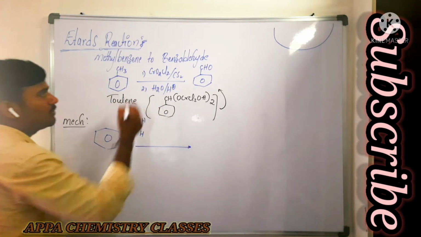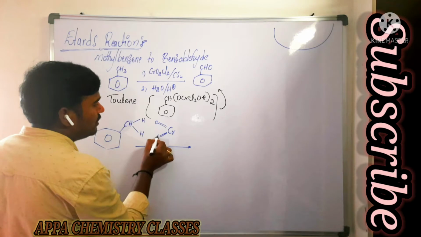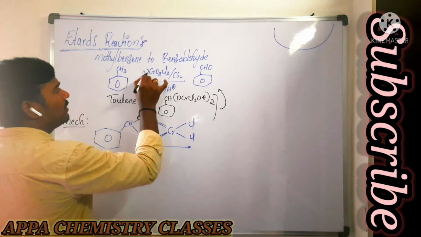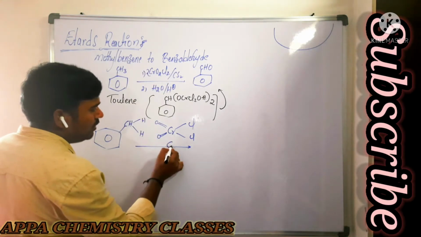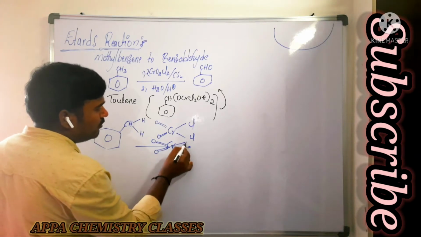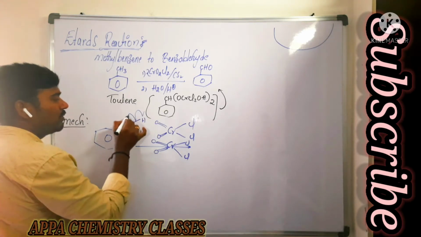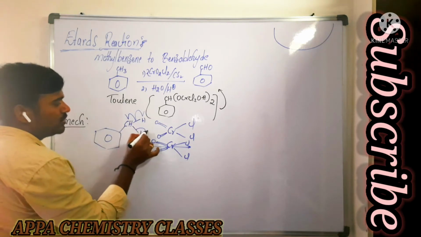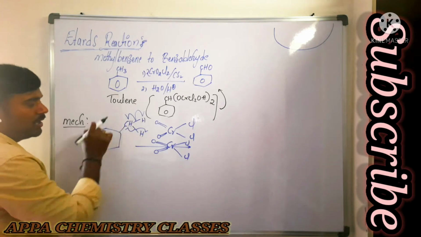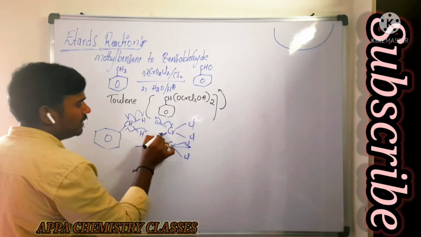In this case we have chromyl chloride, which I am writing structurally. I am taking 2 moles of chromyl chloride, this is 1 mole and this is another mole. Now what happens is a free radical homolytic fission. We get a hydrogen radical and a benzyl radical, and here also we get a chromium radical and an oxygen radical.